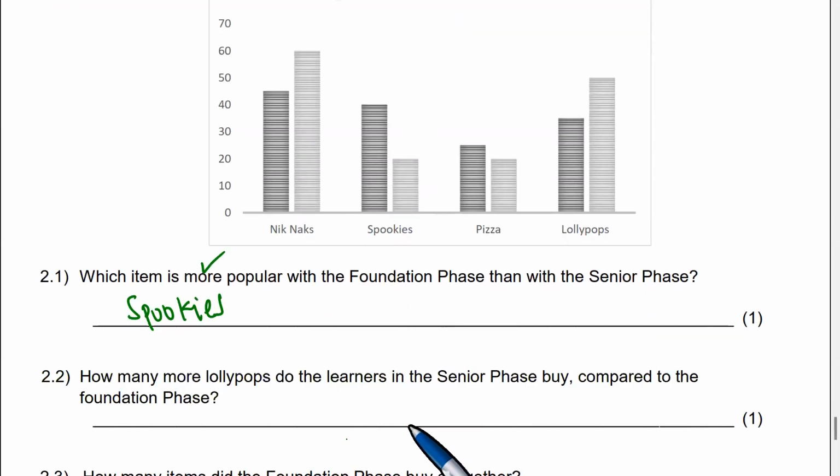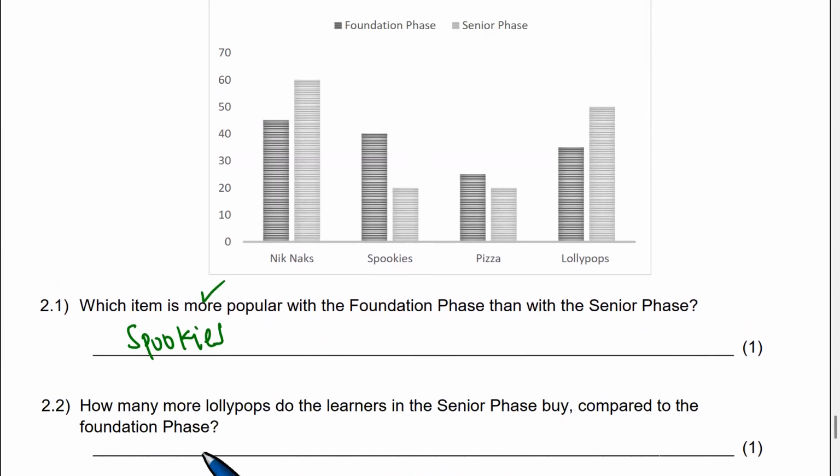Okay, next. How many more lollipops do the learners in the senior phase buy compared to the foundation phase? Get the question. How many more lollipops do the learners in the senior phase buy compared to the foundation phase?